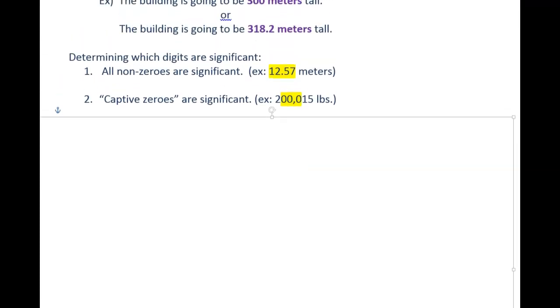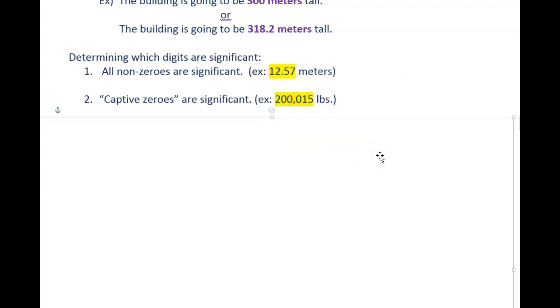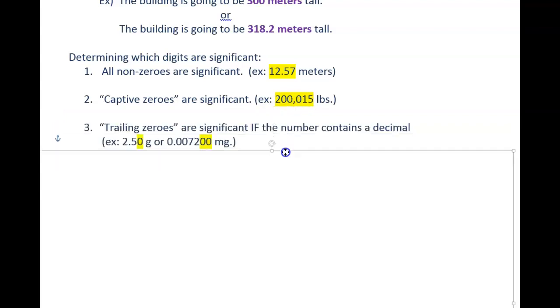Then we have captive zeros. So like in the number 200,015 pounds. The captive zeros are the ones that are in between the non-zeros. Now just to be clear here, the captive zeros are significant, all 3 of them, but because of the previous rule, rule number 1, so are the non-zeros. So actually all digits in this number would be significant. Or you could also say, since the number is 200,015 pounds, this number is reliable to the nearest 1 pound.